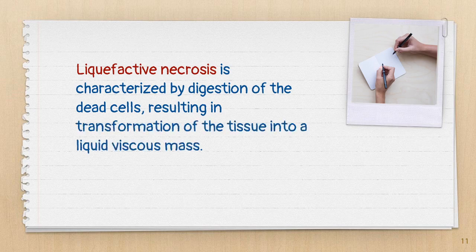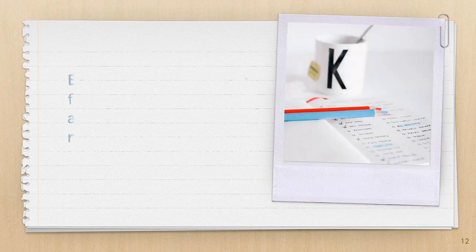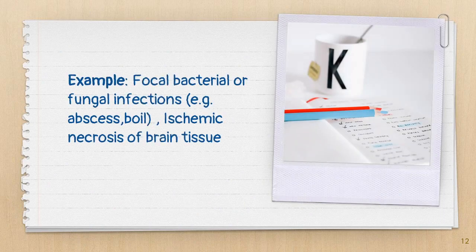Okay, a liquid viscous mass, and the necrotic material is frequently creamy yellow because of the presence of dead leukocytes, and it is called pus. We have to remember it is called pus. And some examples: focal bacterial or fungal infections, for example abscess, boil, and ischemic necrosis of brain tissue. These are liquefactive necrosis.